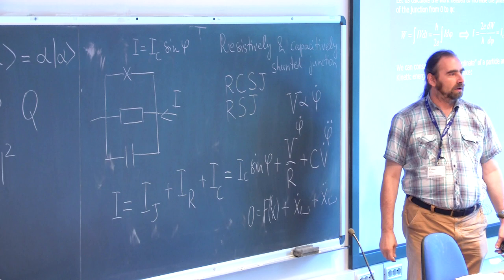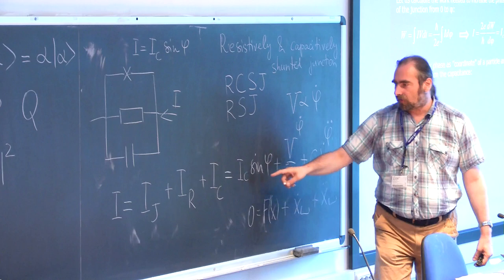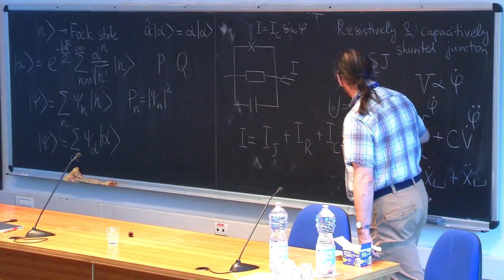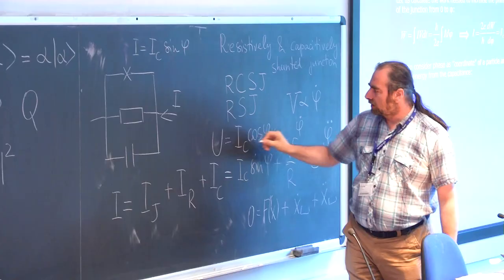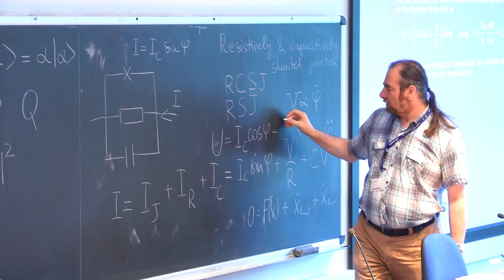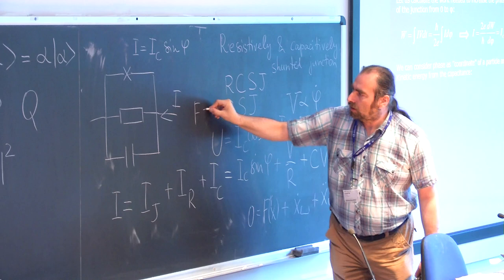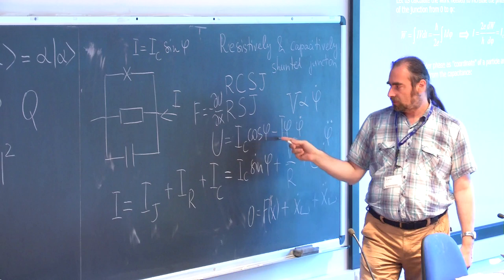The force is I_C sine phi minus I. That's the potential, which would be I_C indeed cosine phi, with the minus, minus I phi. This gives me a constant and this gives me sine, and I should write that the force is minus d over dx of the potential, so that should be minus, which, okay?